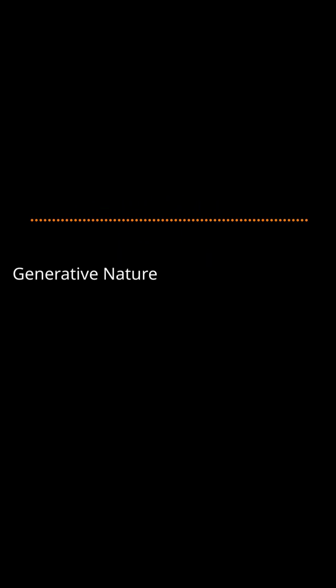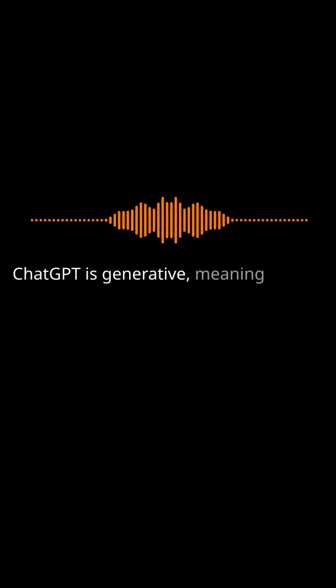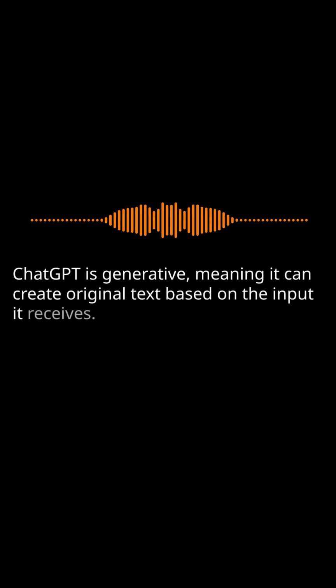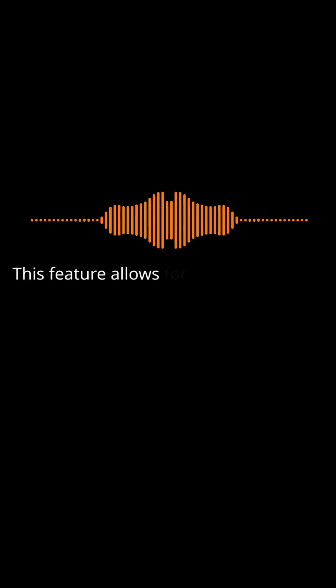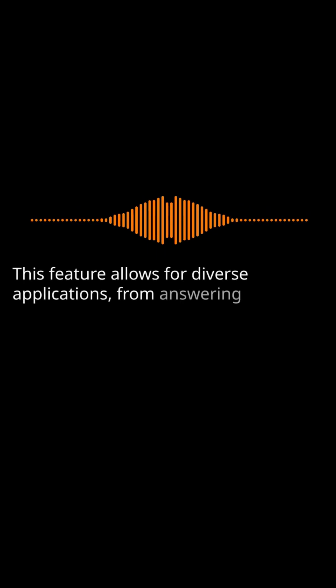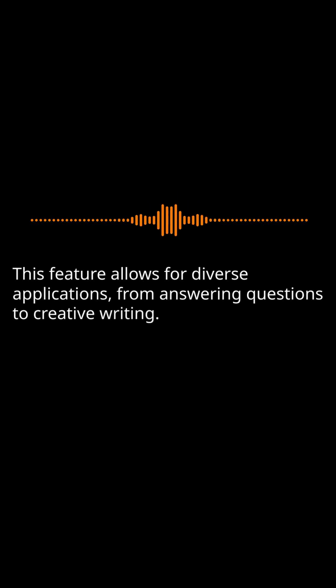Generative nature. ChatGPT is generative, meaning it can create original text based on the input it receives. This feature allows for diverse applications, from answering questions to creative writing. Applications and use cases. Natural language understanding.